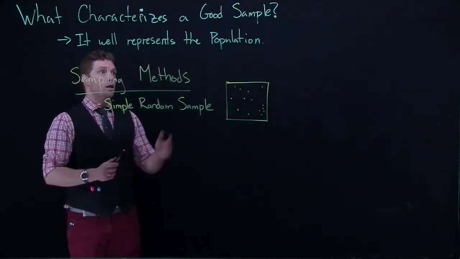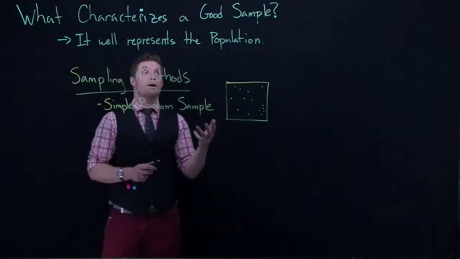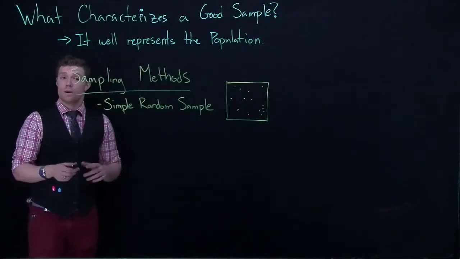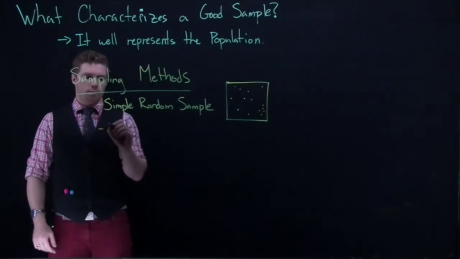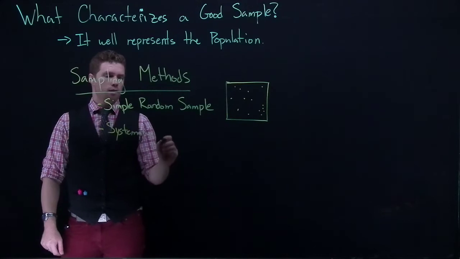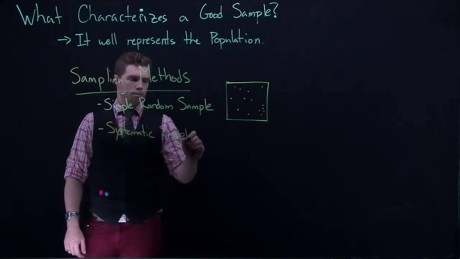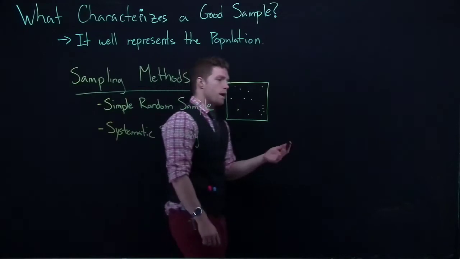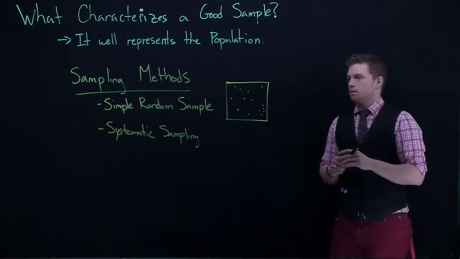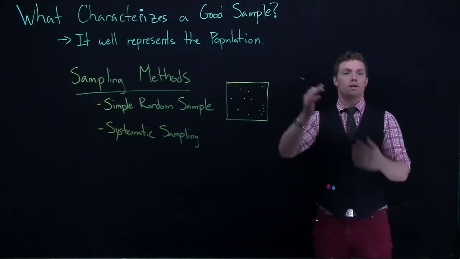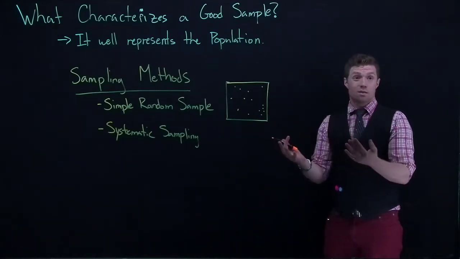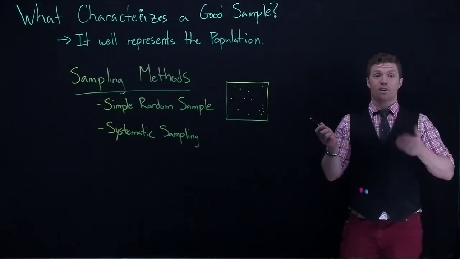Simple random is pretty good, and a lot of times it does a good job at approximating or representing our entire population. All right, there's another good way, and it's called systematic sampling. Systematic sampling could be something like this: we take the entire enrollment list at Casper College, put it in a big list, and take every 10th person. We put them in a row and take every 10th person.